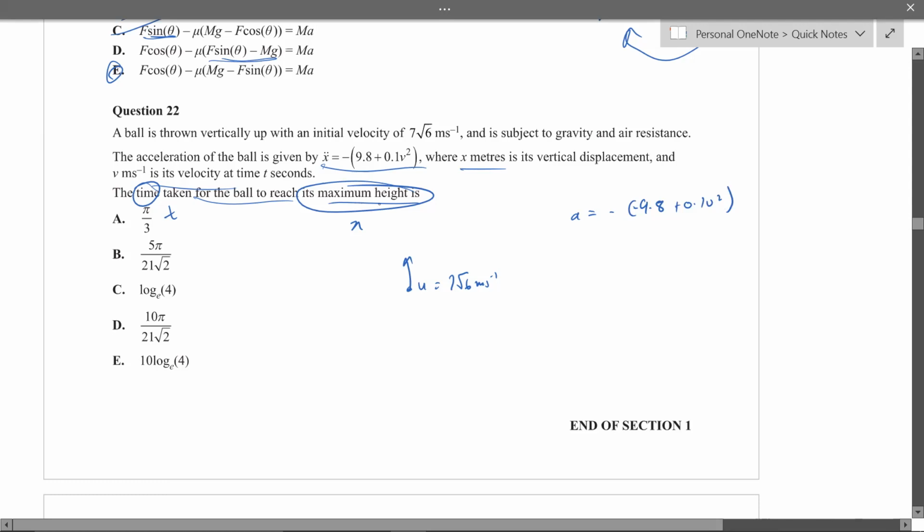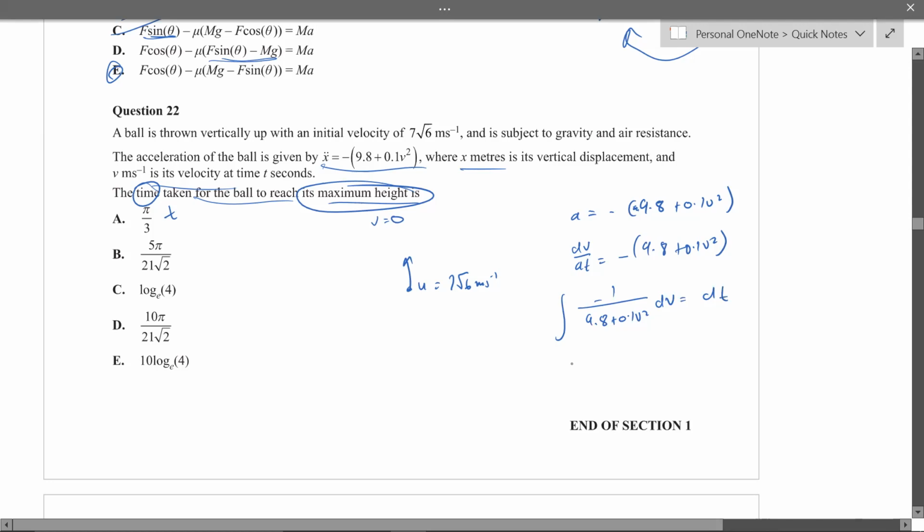Oh, sorry. For this one, it's actually v, because we don't know what the max height is, but we know at the max height v equals 0. So we have to find something in v and t. So the easiest one would be dv/dt equals -9.8, that's why there's a negative there, minus 0.1 v squared. And then you could swap it and integrate it. So 1 over (9.8 plus 0.1 v squared).